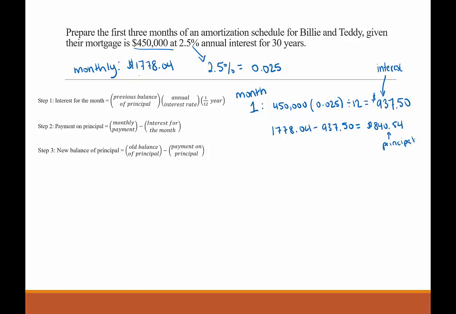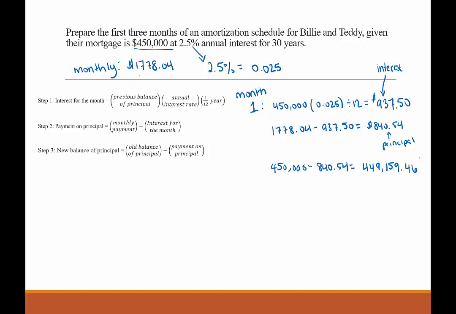Well, not me, but Billy and Teddy. Okay, and then step 3 for this first month, the new balance of principal will be the old balance of principal, or the previous, which remember was up here in step 1, $450,000 in this case, minus what I just paid in principal, $840.54. And when I subtract that, we end up with $449,159.46. So this is month 1.